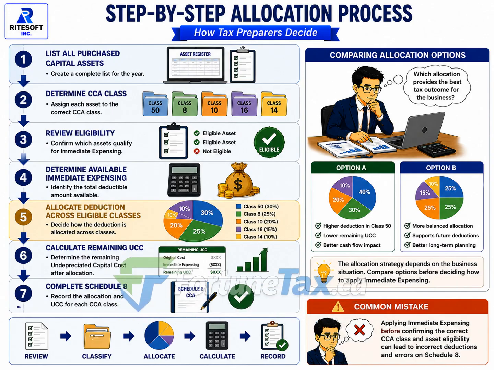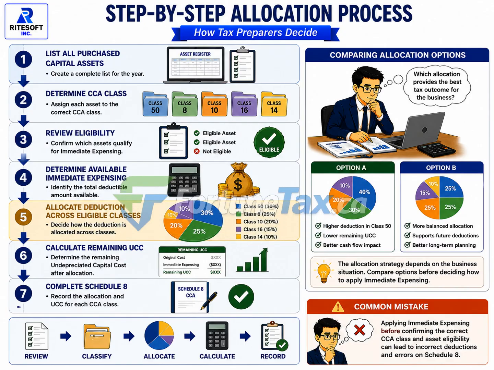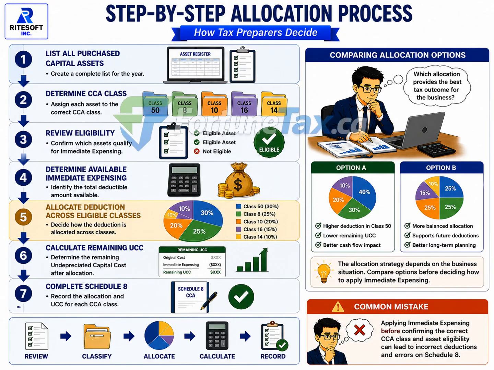One common beginner mistake is applying immediate expensing before confirming both the correct CCA class and the asset's eligibility. If either step is overlooked, the deduction may be calculated incorrectly, resulting in errors on Schedule A. A useful way to remember the process is through 5 simple steps. Review all purchased assets. Classify each asset into the correct CCA class. Allocate the available immediate expensing amount across the eligible classes. Calculate the remaining UCC balances. And finally, record the completed allocation accurately on Schedule A.